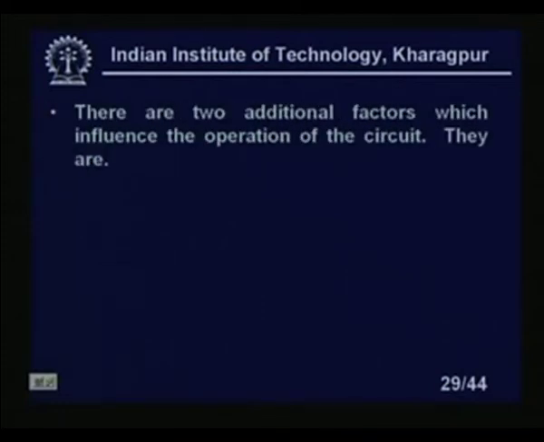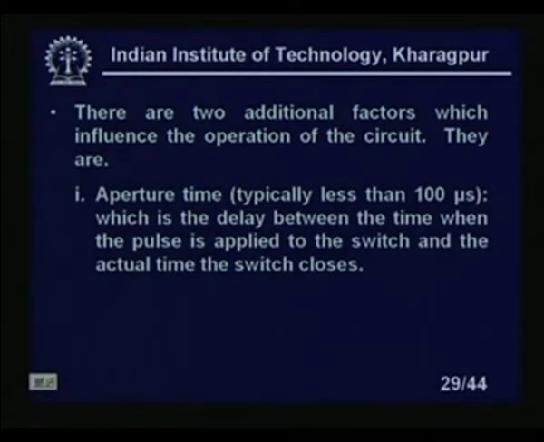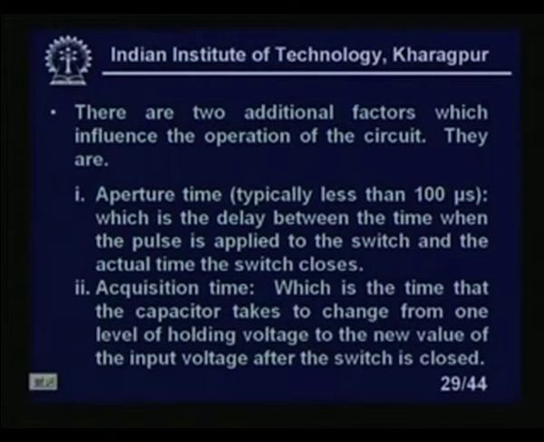There are two additional factors which influence the operation of the circuit. They are the aperture time, typically less than 100 microsecond, which is the delay between the time when the pulse is applied to the switch and the actual time the switch closes.